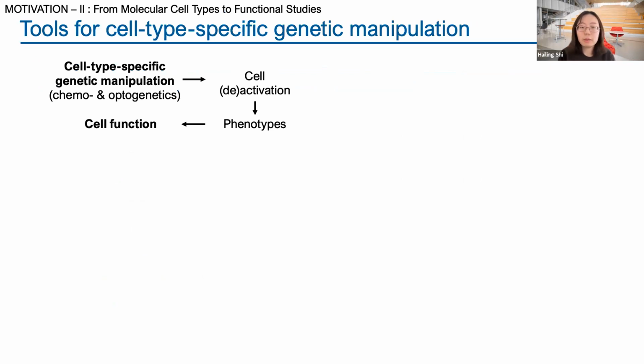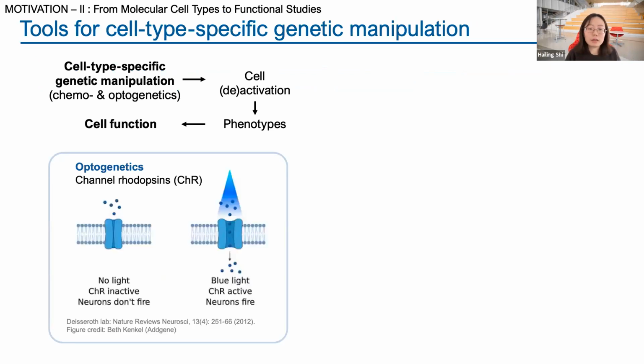A second part about our study is the accessibility of gene manipulation. Why is this part important? Besides understanding the cell type composition and arrangements in the tissue, a more important aspect is to understand its function. And for drawing a conclusion about the cell function, there needs to be a way to manipulate the cell activity.